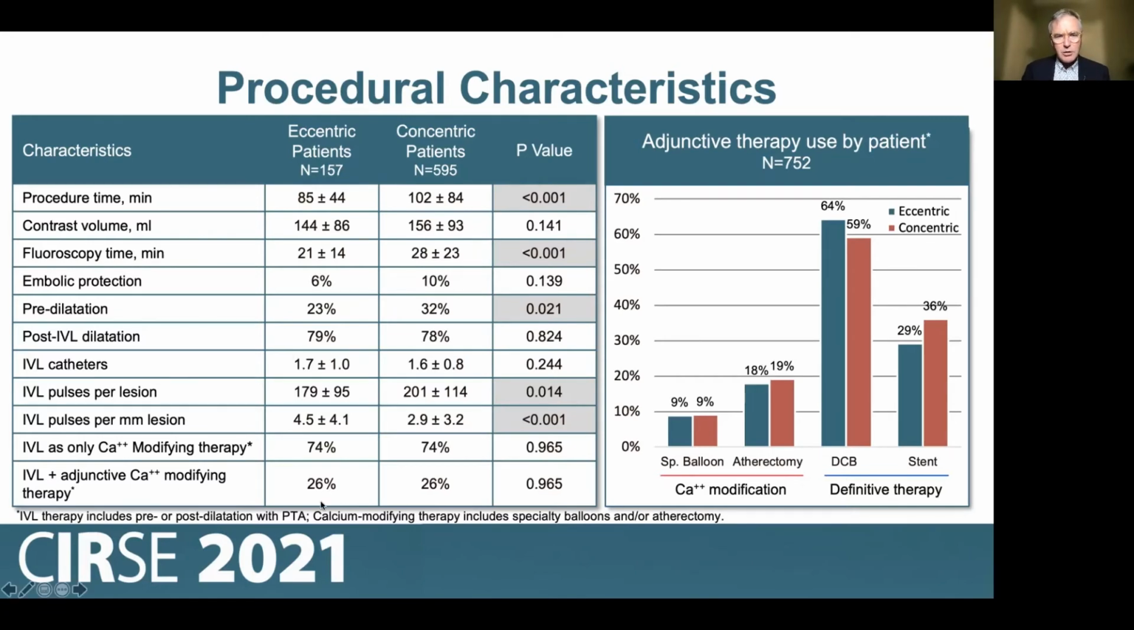If we also note, you can see three-quarters of the patients had lithotripsy only as the calcification modifying therapy, with around a quarter of the patients also getting either atherectomy or a specialty balloon. Now, most patients had intravascular lithotripsy as a vessel preparation, with a definitive treatment after this with either a drug-coated balloon in the majority of cases or a stent.